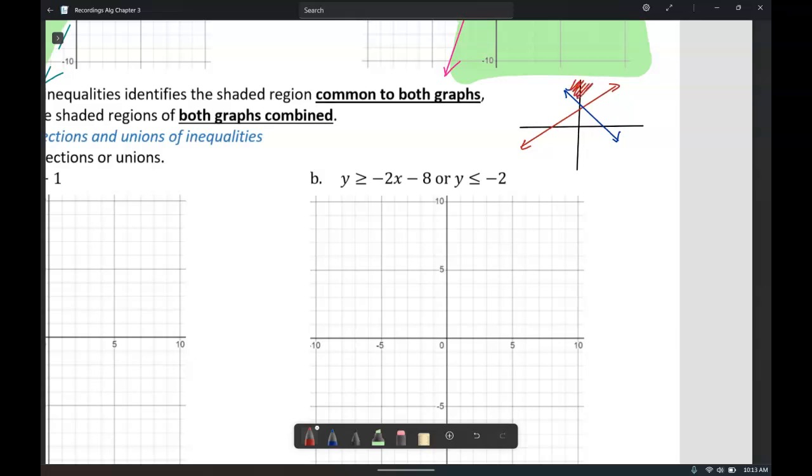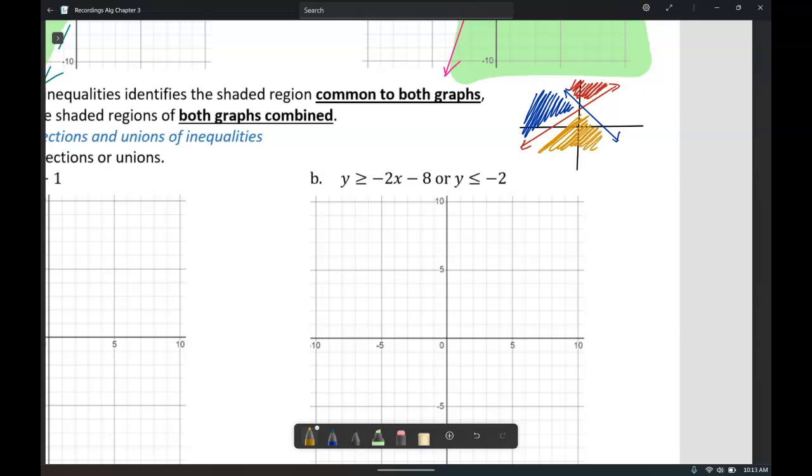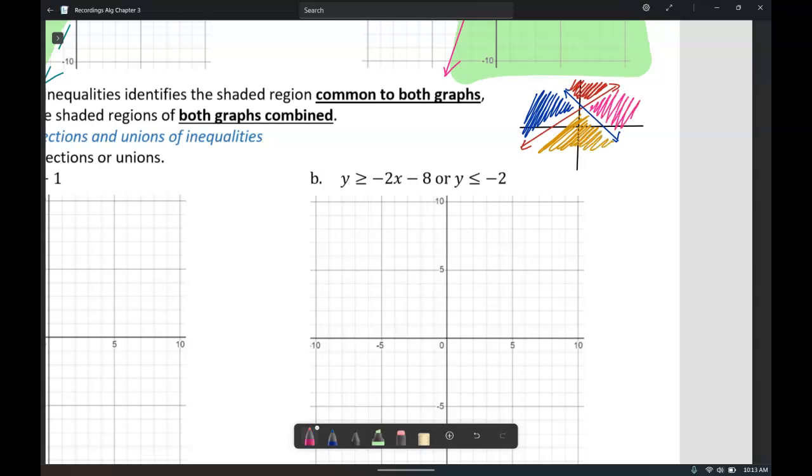We have a region here, we have a region here, we have a region here, and we have a region here. Unions and intersections consider all of these regions in order to create the solution set. An intersection is going to be any shaded region that overlaps two solution sets.